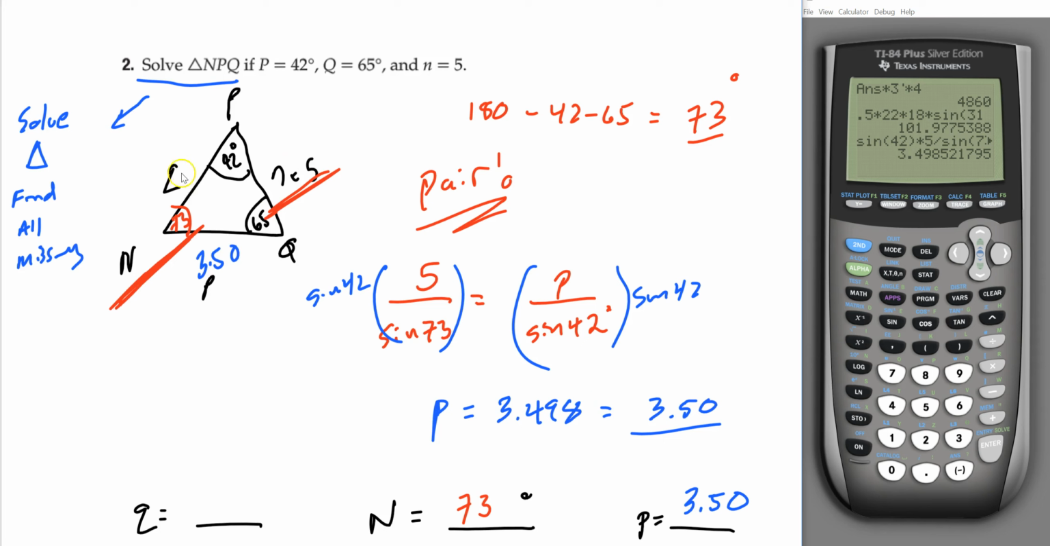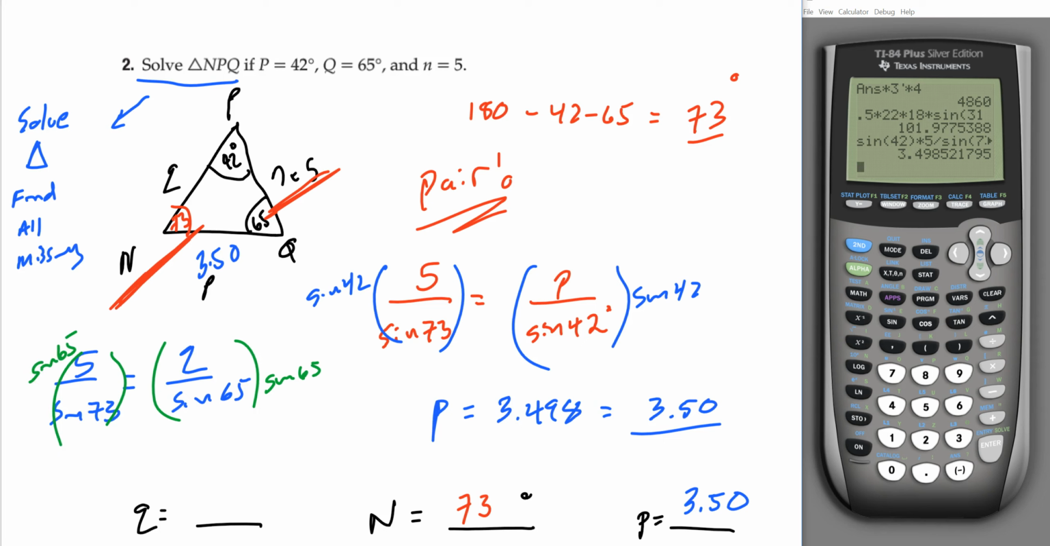If I want to find my missing q, I gotta go back to law of sines. So in this case, I'm gonna use the exact same proportion. I know 5 over sine of 73. If I want to find q, I'm just gonna do the same thing and put q over sine of 65. Then I'll multiply both sides by sine of 65. Put that into your calculator and you get q equals 4.74, to the nearest hundredth.